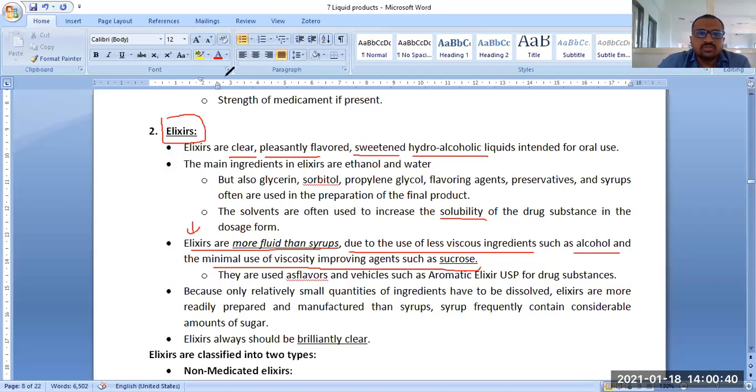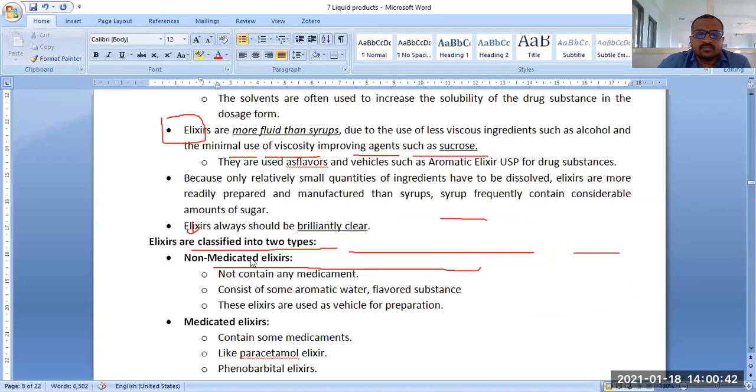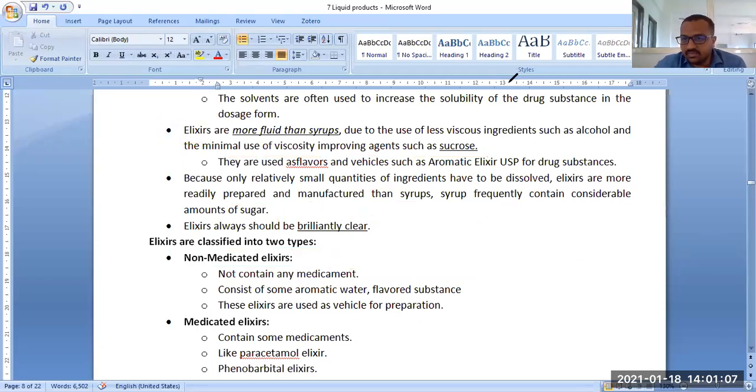Now because only a relatively small quantity of ingredient has to be dissolved, elixirs are more rapidly prepared and manufactured than syrup. Yes, here we do not require too many ingredients. Okay, and with hydroalcoholic solubility enhancement, it is easily prepared as compared to syrup. In syrup we require a heating process or percolation process, but in this we do not require any such heating process because our drug is able to solubilize into a hydroalcoholic preparation.